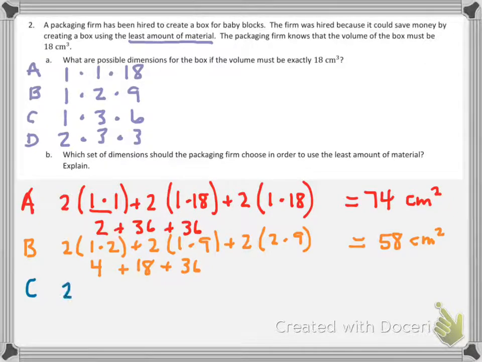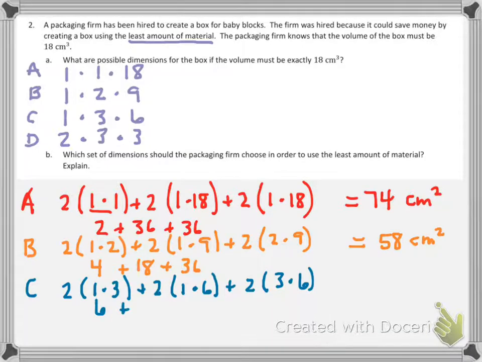C would be 2 times 1 times 3, length times width, plus 2 times length times height, plus 2 times width times height. And let's see, we've got 3 times 2, that's 6, plus 2 times 6 is 12, plus 18 times 2 is 36. So on this one, we get 48 and 6 is 54. So that's even better, 54 centimeters squared. So that's even less material.